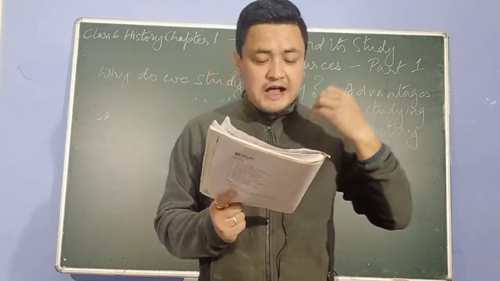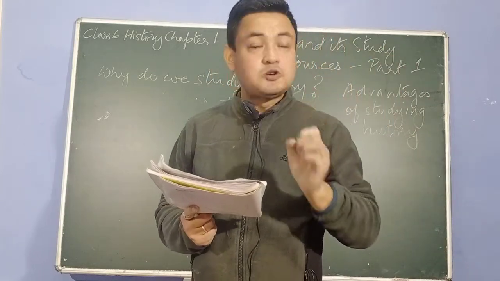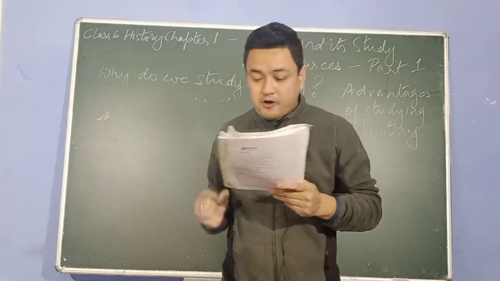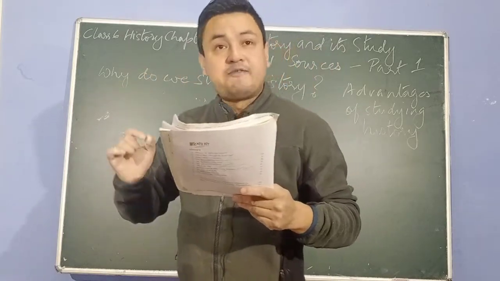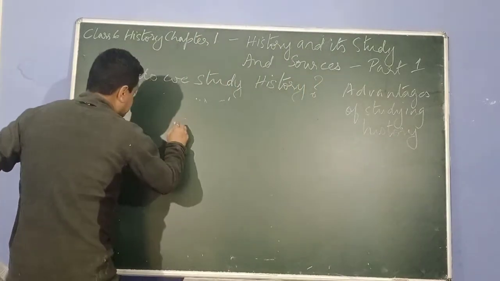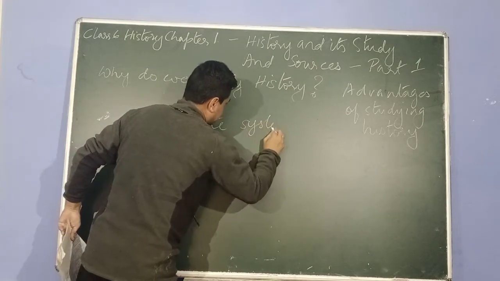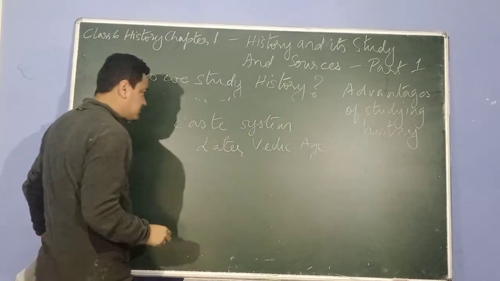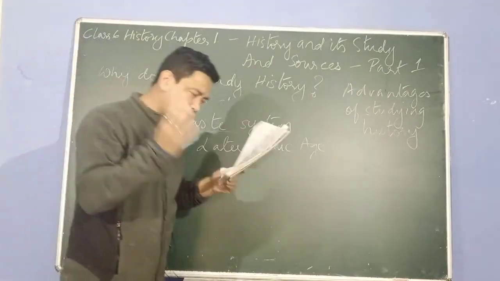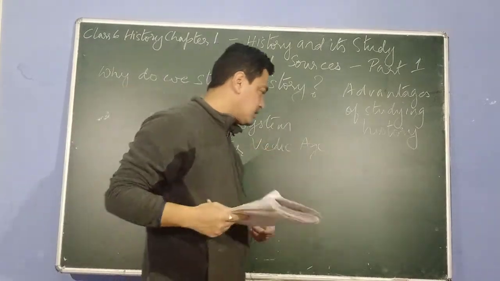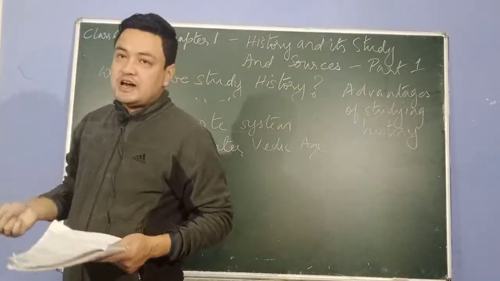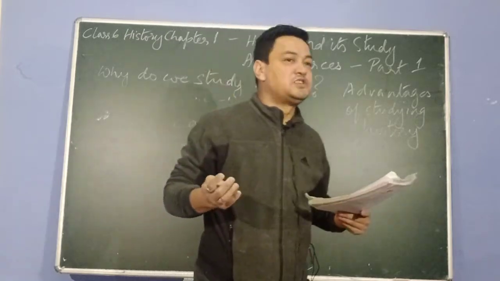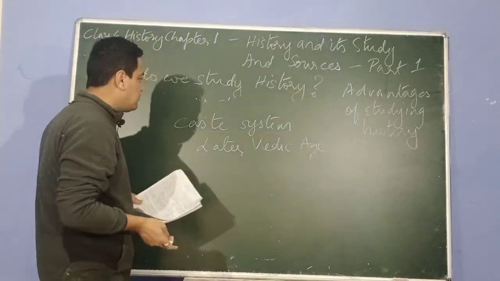The fourth one is that history helps us to know our past mistakes. Whatever mistakes have been made by our ancestors, we are not going to repeat, so that we can avoid the errors made by our ancestors, like the harmful effects of the rigid caste system. Caste system basically started from the later Vedic age. This caste system divided the society into four groups: Brahmins, Kshatriyas, Vaishyas and Sudras. Sudras were the lowest class. Today also we follow this rigid caste system.